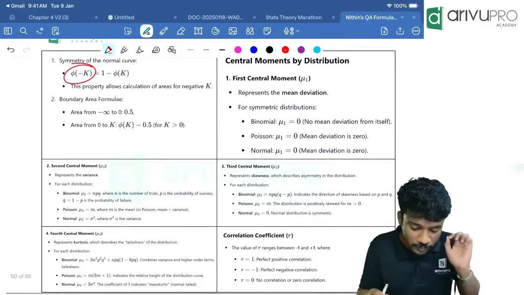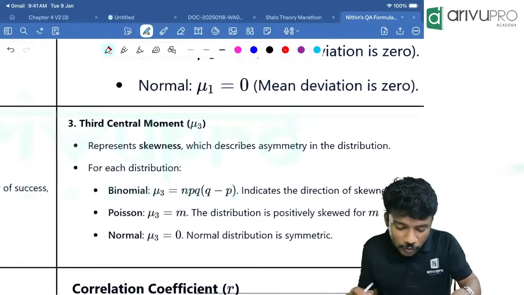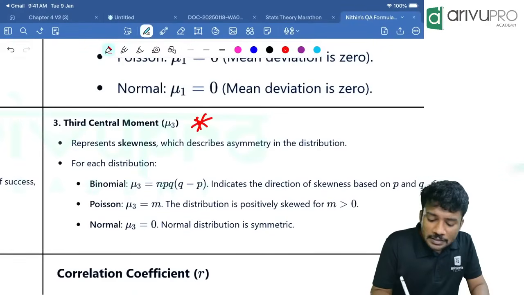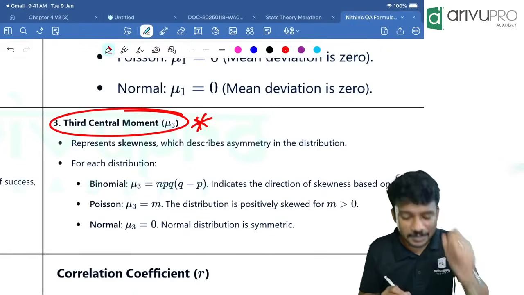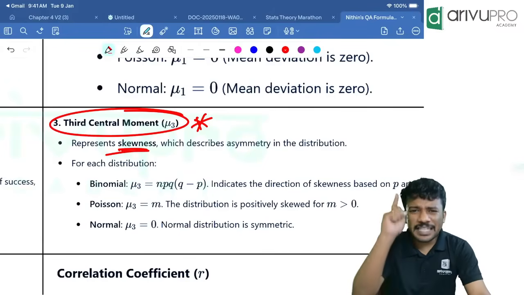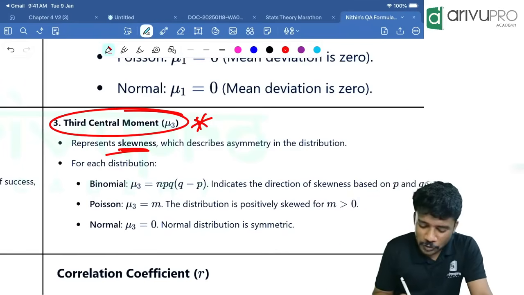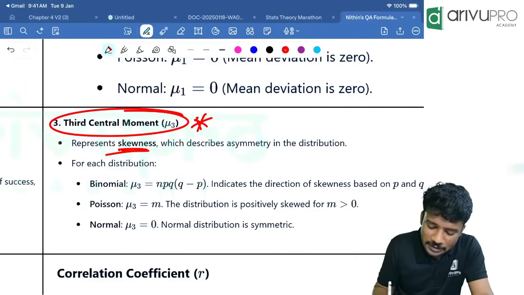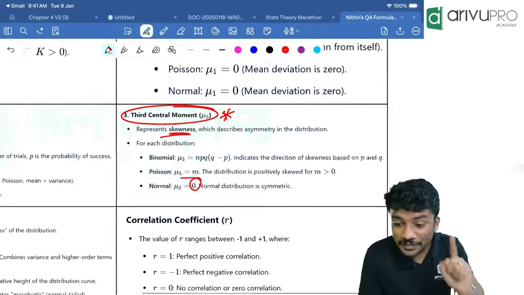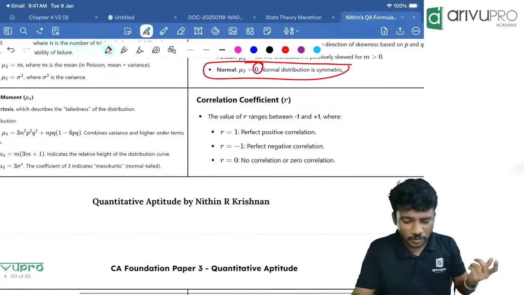Then one of the most important things I will give you right now. Look here: the third central moment represents what? Skewness. Skewness means asymmetry. Is the normal distribution symmetric or asymmetric? It is symmetric. So for the normal distribution, the third central moment will be 0. Remember this. Very important. Then we come to kurtosis and so on. It's not much important.